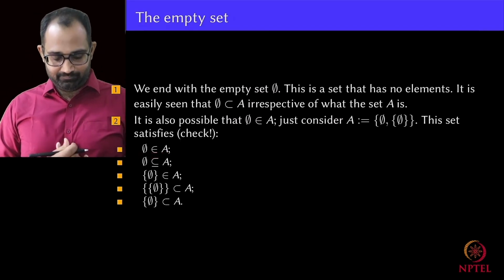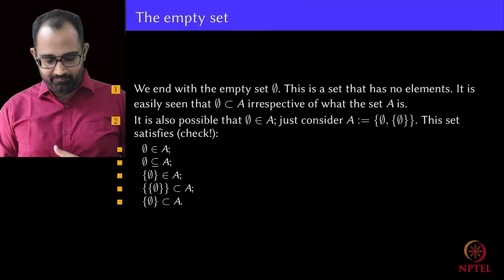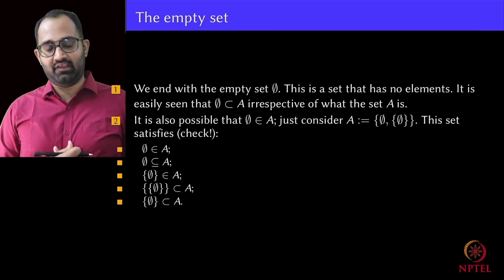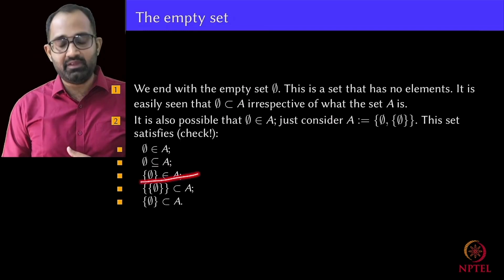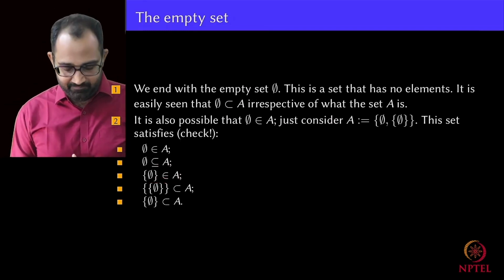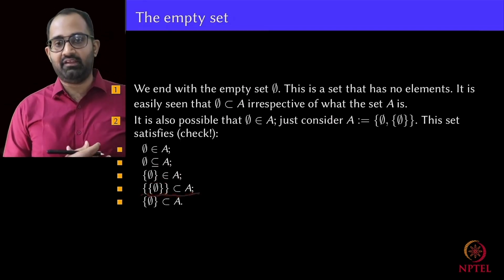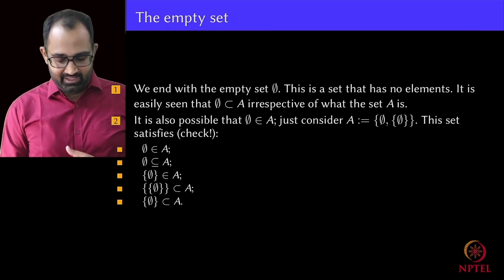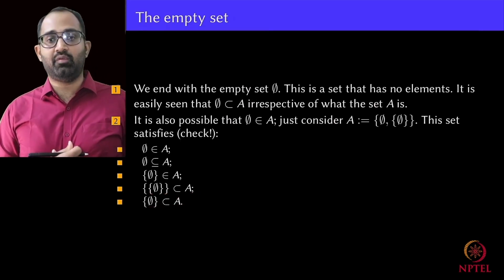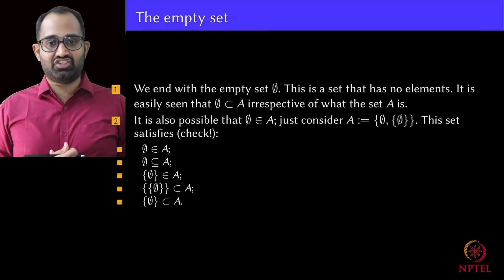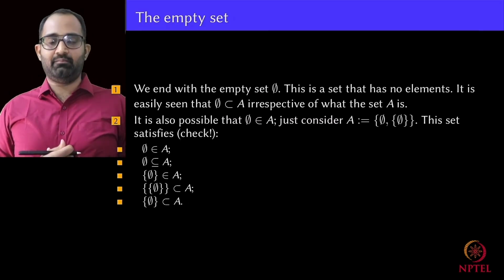The empty set is an element of A. The empty set is a subset of A. The set with the empty set is an element of A. The set with the empty set is a subset of A. And finally, the set with the empty set is also a subset of A. Please check that all of these statements are true.